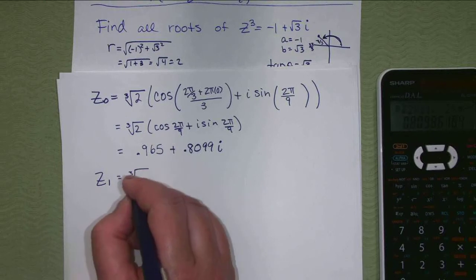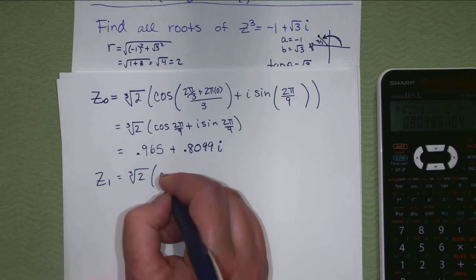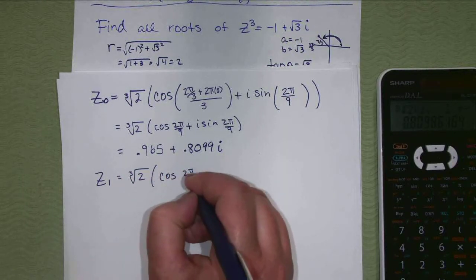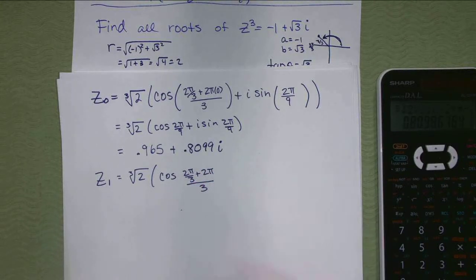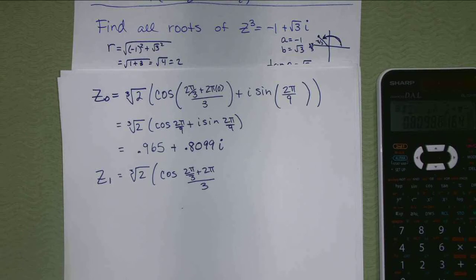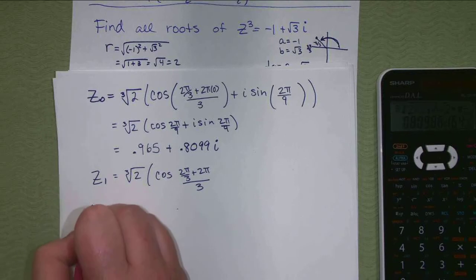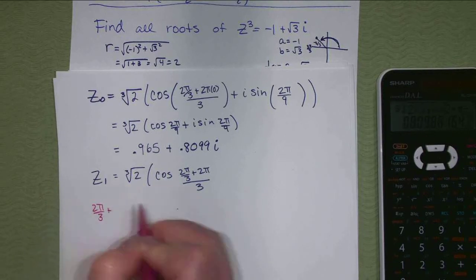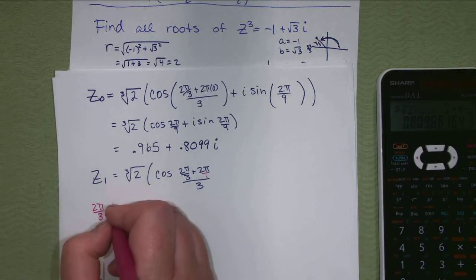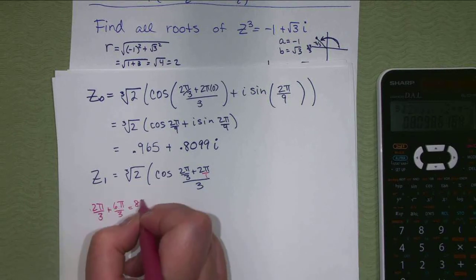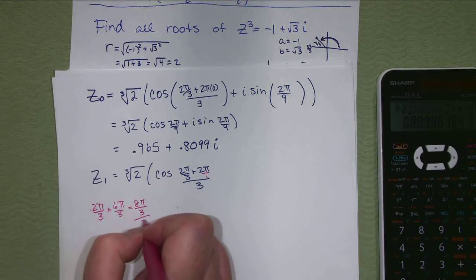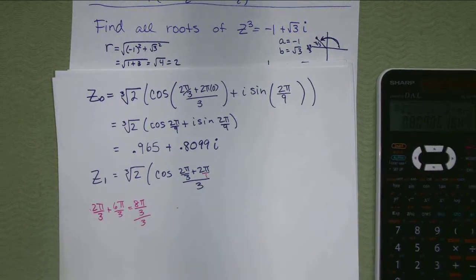cube root of 2, cos 2 pi over 3 plus 2 pi times 1 over 3. So what I usually do when I'm solving these is off to the side I would just work this out instead of rewriting all of that. So 2 pi over 3 plus, and we want this to be over 3, so it would be 6 pi over 3. So 6, 7, 8 pi over 3, and then we're dividing that by 3, so 8 pi over 9.